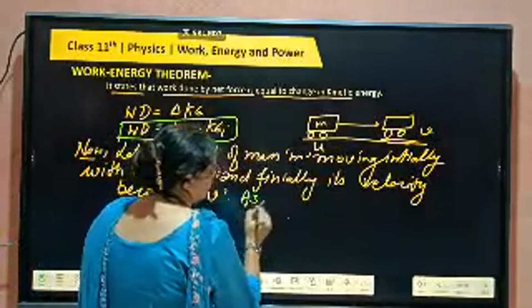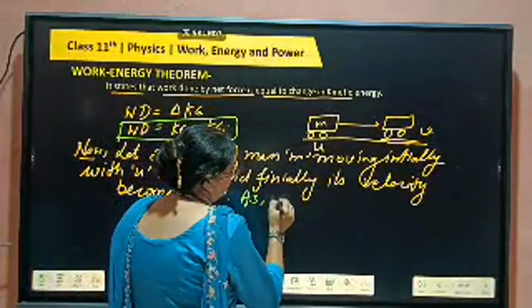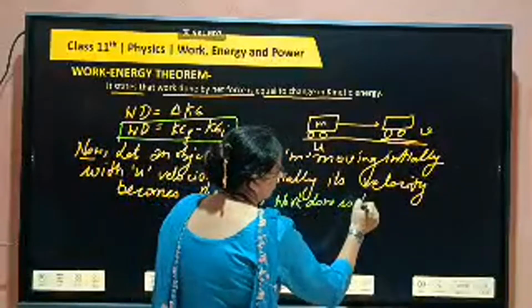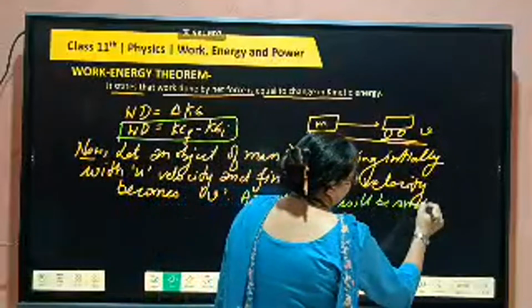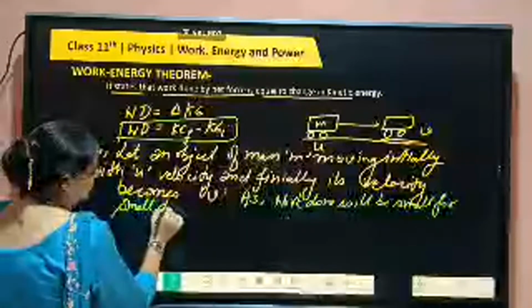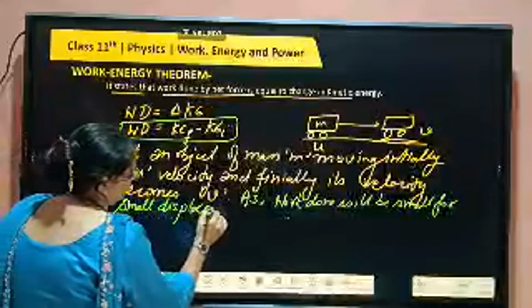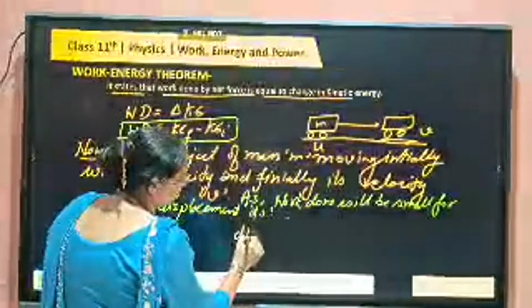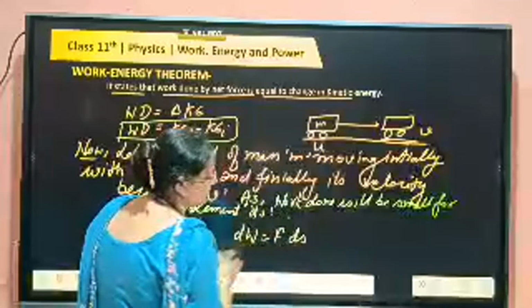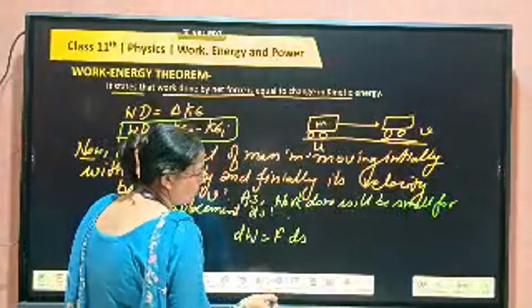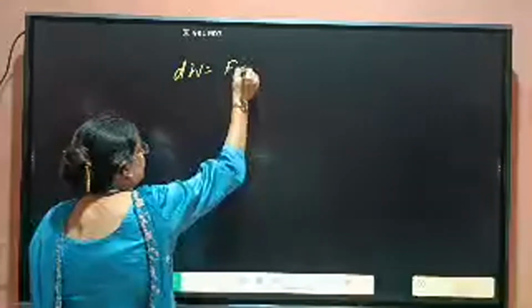work done will be small for a small displacement ds. So here we can write dw equals F ds. For small work done, the displacement also will be small. So to find the total work done, we write dw equals F ds.